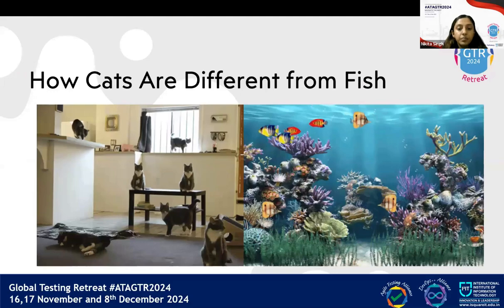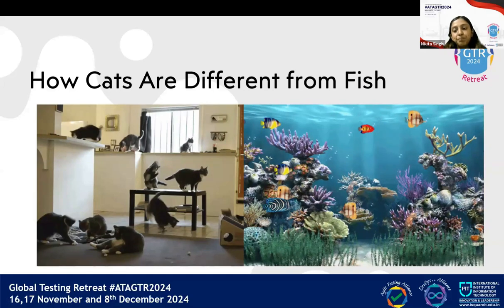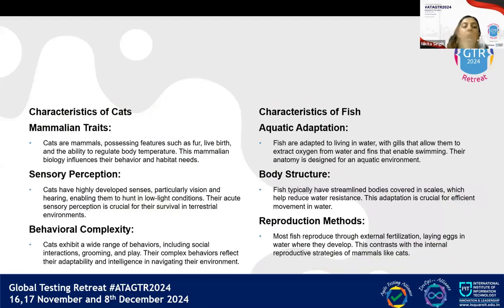Okay, how are cats different from fishes? Can anyone tell me the characteristics of cats and fishes? Okay, so let's move ahead and understand how cats are different from fishes. Firstly, understand that cats are mammals and fish are aquatic. Sensory perception, body structure, behavioral complexity, and reproduction methods are all different. They are not the same.